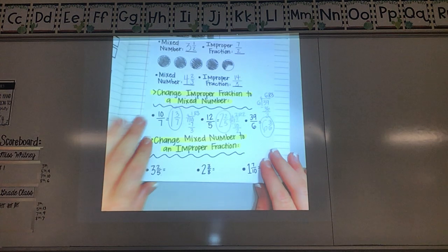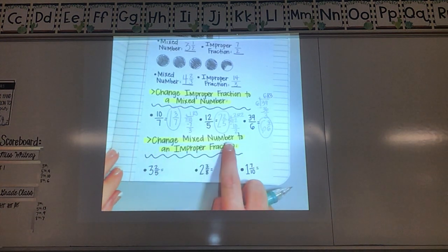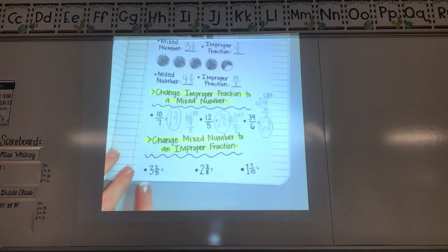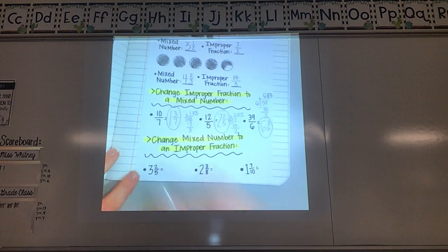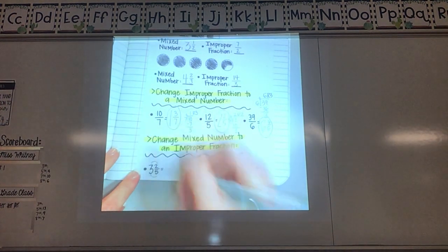We also have to be able to go the other way. So sometimes they will give us a mixed number, and we have to change it to an improper fraction. So here's our mixed number, 3 2/5. To do this, there is an easy way, and I always teach it like this. You're going to draw rainbows. Draw one rainbow along the bottom and one rainbow along the top.